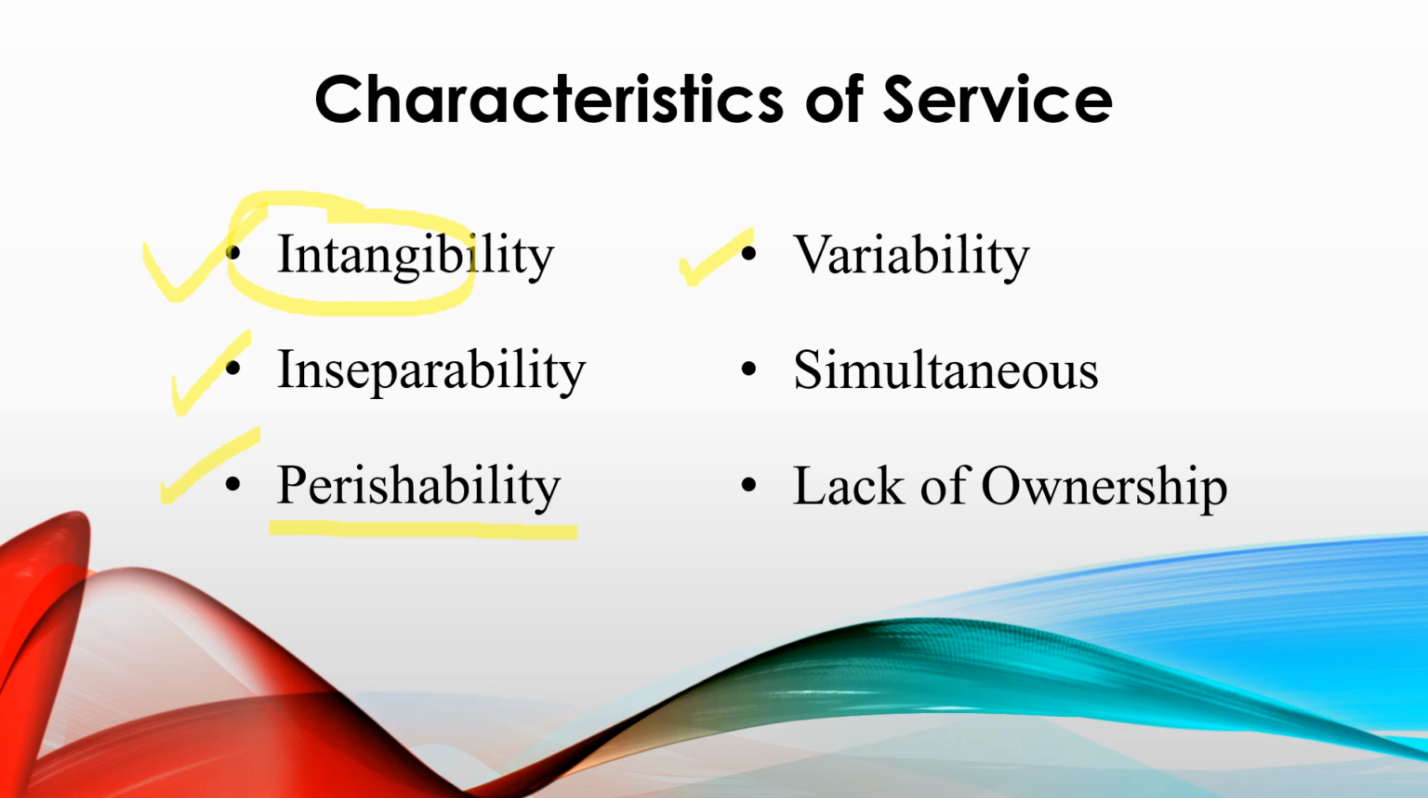Next characteristic, variability. Now services are variable. See, you will get different types of services from different people. If you go to 10 doctors at a time, you will see the service they provide, it is highly different. Somebody will talk to you very politely, somebody will not. Okay, so they vary from person to person. Okay, next is simultaneous.